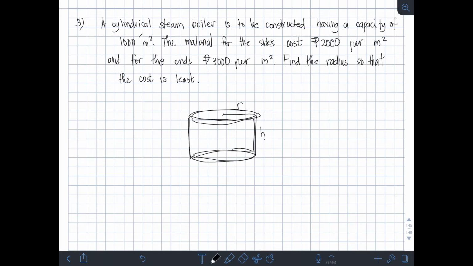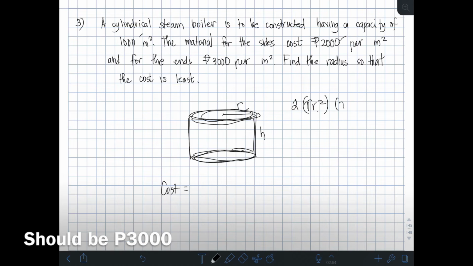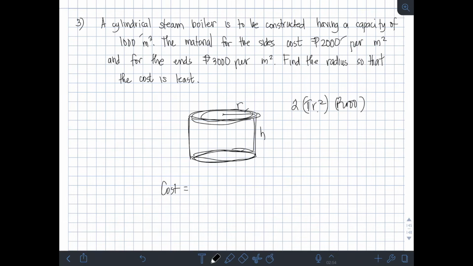So, ang formula natin for the cost, bale, will be, so, di ba, ang ends ng ating cylinder is circle. So, dalawa. So, 2 times, anong area ng circle? Pi r square. So, pi r square times 2 kasi dalawang ends. Tapos, i-multiply natin sa halaga per square meter. Ano? 2,000. So, times 2,000. So, ito yung halaga ng dalawang ends. Paano kapag yung mga side?